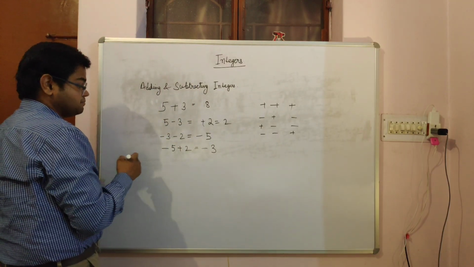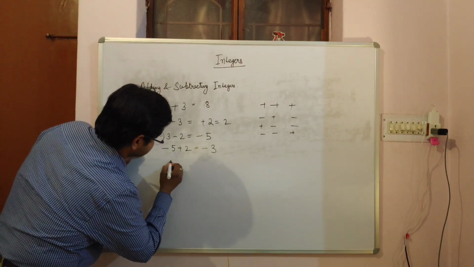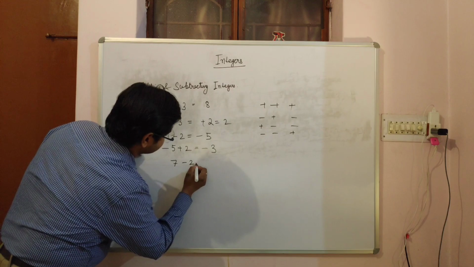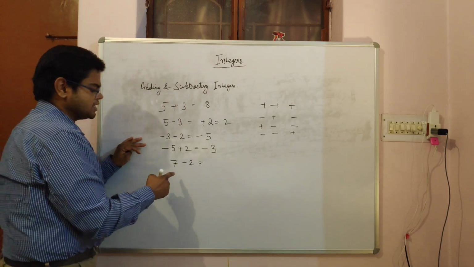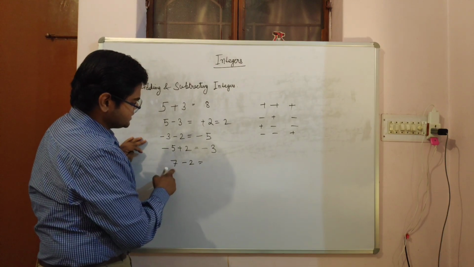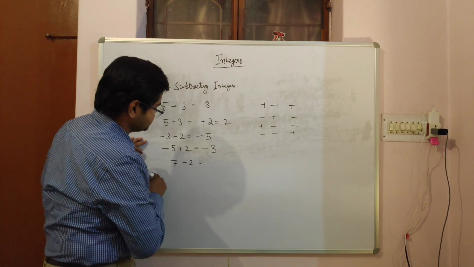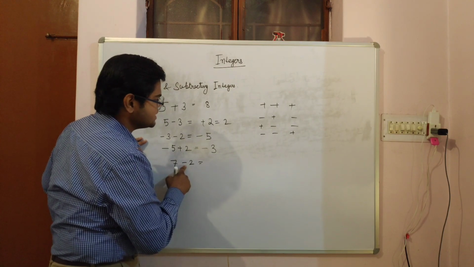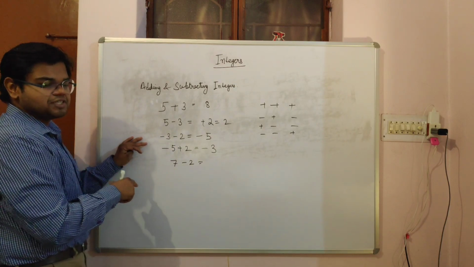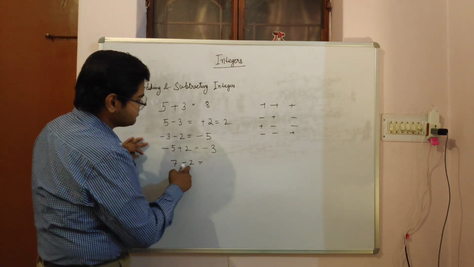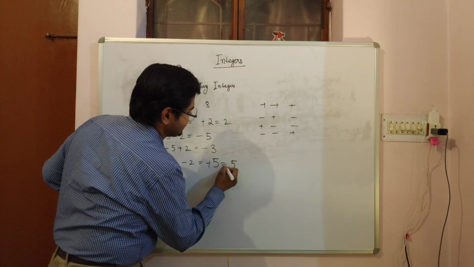We can take a lot of examples here. 7 minus 2. 7 minus 2 is 5. The number with greater absolute value here is 7. So what will be the sign of 7? Positive. So plus minus is minus, but which sign will be taken? The sign of 7 will be taken, which is positive. So 7 minus 2 is 5, that is plus 5, or it can be simply written as 5.